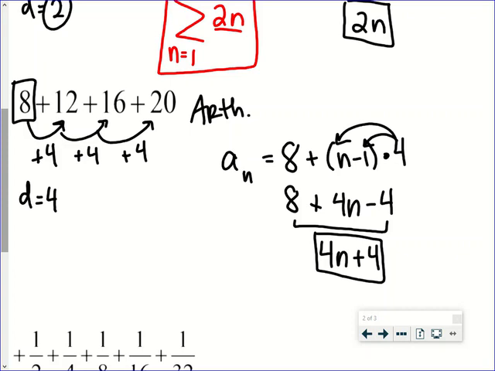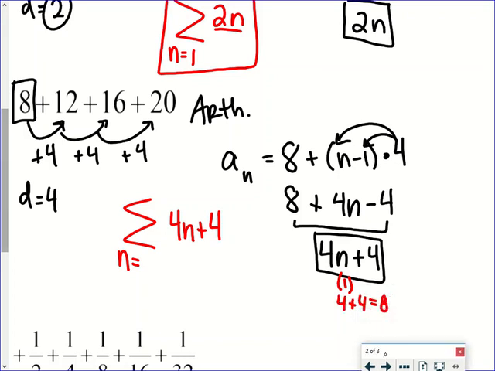So now we're going to start and write it out. So our sigma is 4n plus 4. Then we need to figure out where we should start and where we should finish. So in a perfect world, we want n to be 1. So let's check it to make sure it's right. So if we put a 1 in here, 4 times 1 is 4, plus 4 is 8. And 8 is our first number, so that means n equals 1.